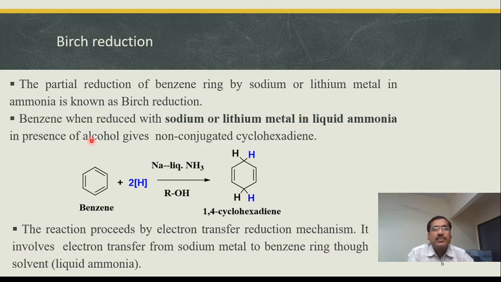And you need some solvent which will act as a source of proton. I'll tell you why you need a source of proton. To give a non-conjugated cyclohexadiene, you get a cyclohexadiene which is non-conjugated.